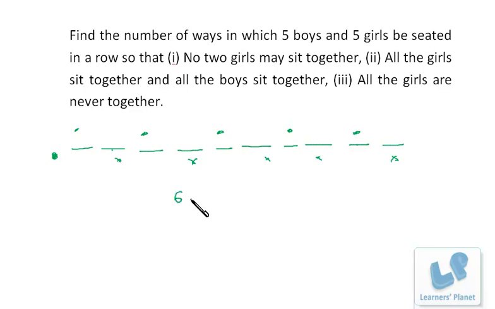So we just choose 5 seats from 6, and the 5 girls can be arranged in 5 factorial ways, and in the remaining 5 positions the boys can sit in 5 factorial ways, right? So 6C5 into 5 factorial into 5 factorial. Now what is 6C5? It's 6 only. So it's 6 into 5 factorial into 5 factorial, or we can say 6 into 5 factorial is nothing but 6 factorial. So your answer is 6 factorial into 5 factorial.